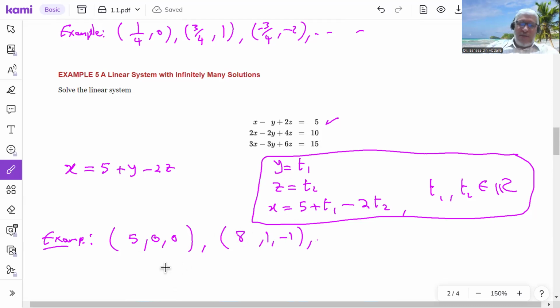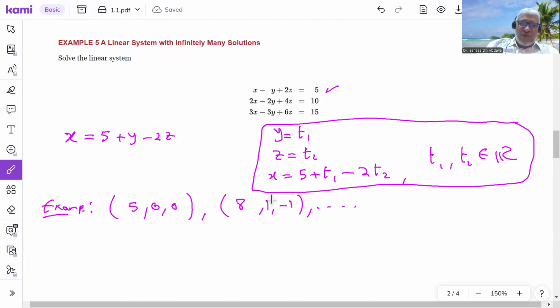You can find as many solutions as you like, all points, all ordered triples in this case, in the space satisfying these conditions would be solutions of the system.